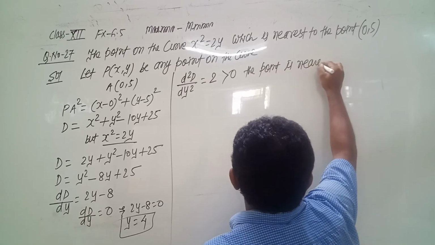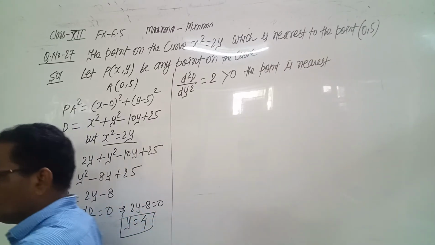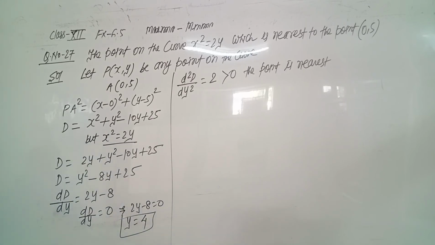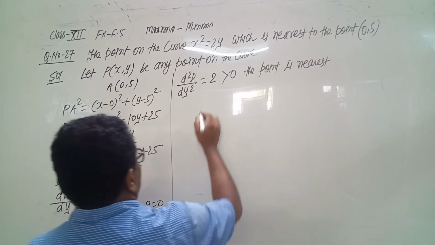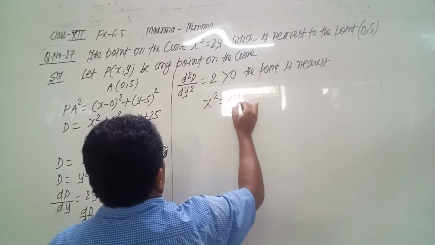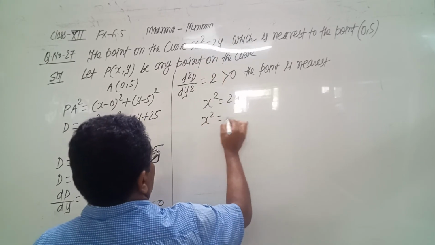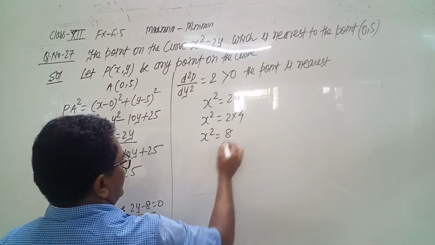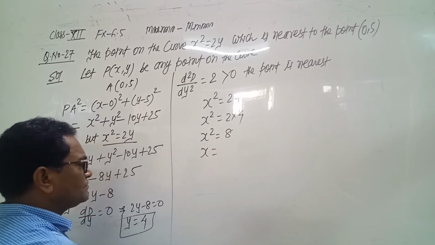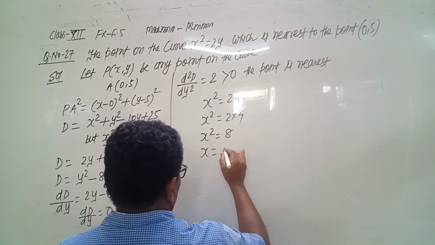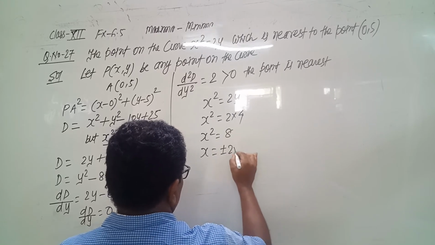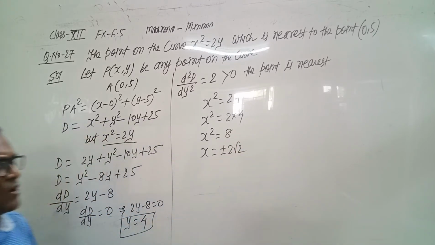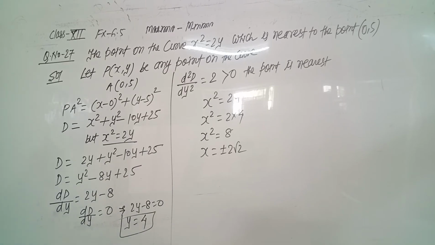The point is nearest. So first thing we have to prove that the point is nearest, and now we have to find the point. The value of y is 4. So x square equals 2y. We have the given curve, put the value of y. The value of y is 4. So x square equals 8 and x equals plus minus 2 root 2. The square root of 8 is 2 root 2.